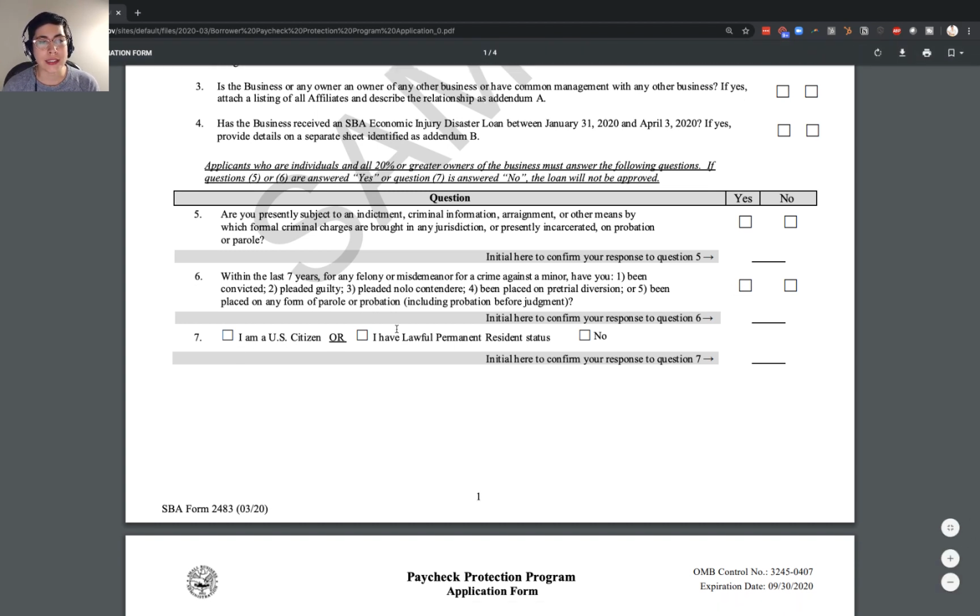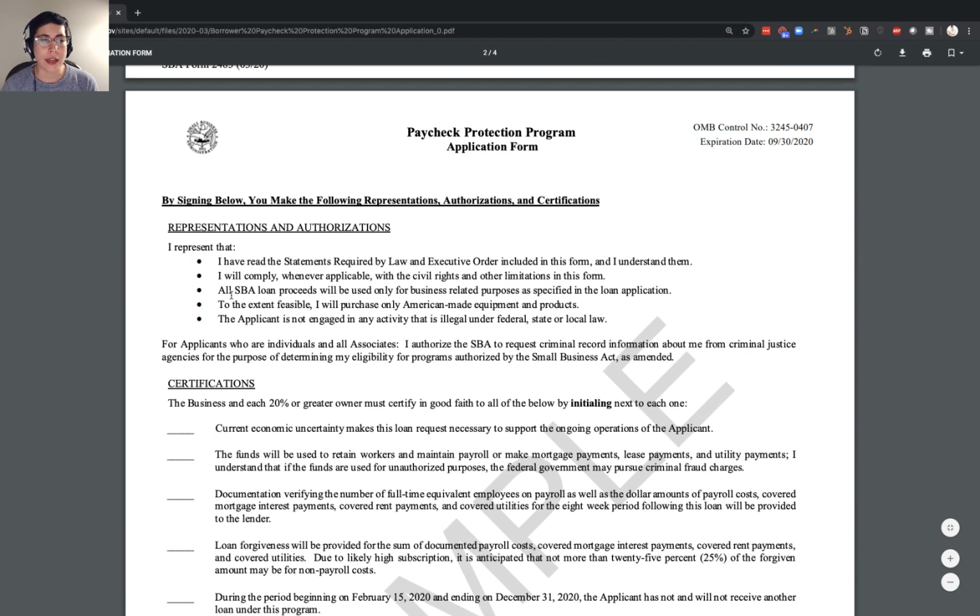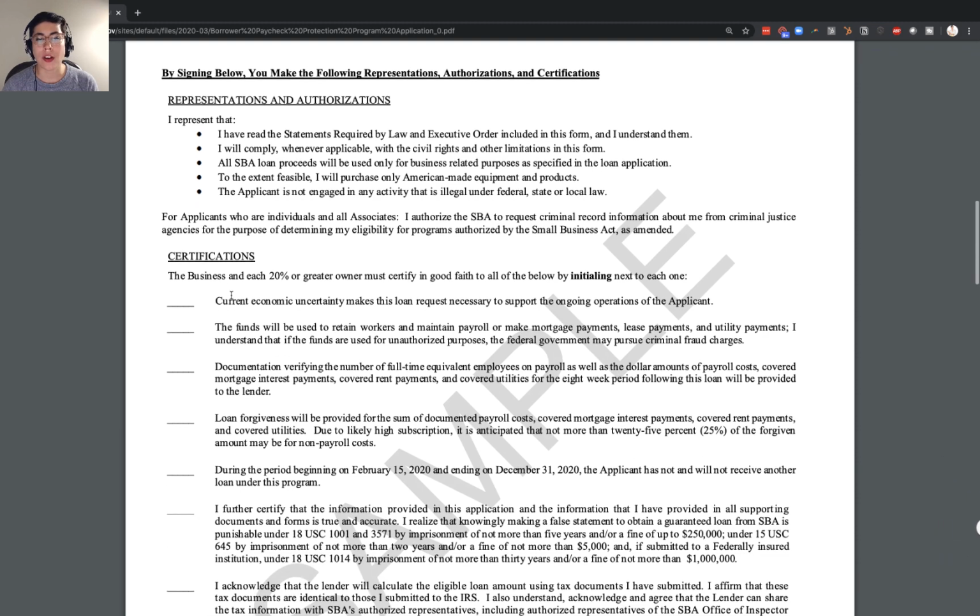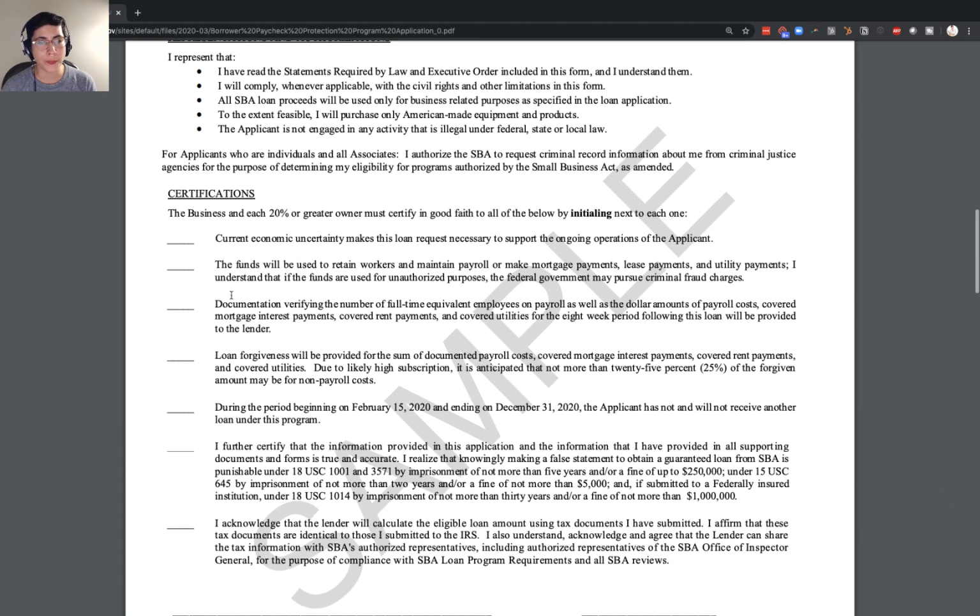I am a U.S. citizen, or I have lawful residency. If that is yes, you'll be approved. If you are not a U.S. citizen or a lawful permanent resident, you will be declined. And you will need to, again, initial everything here. And here you're going to certify that all these things are true. So we've talked about this previously.